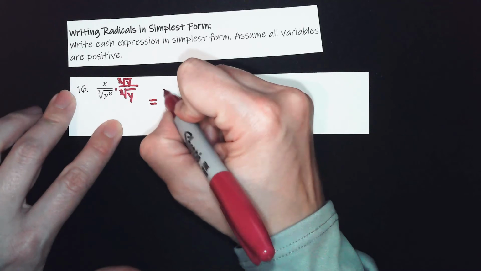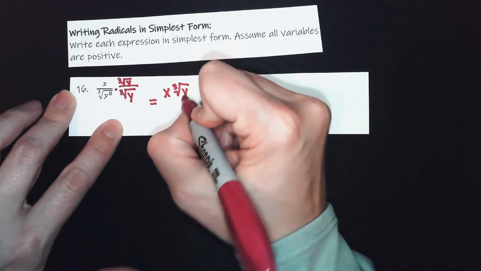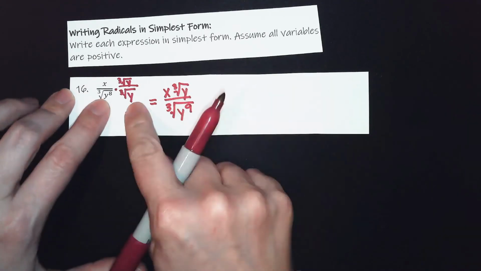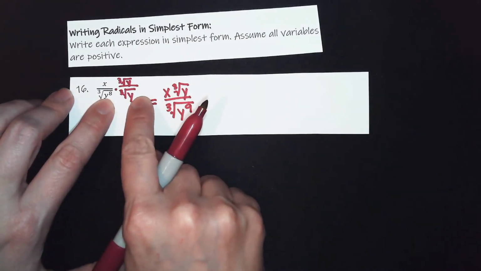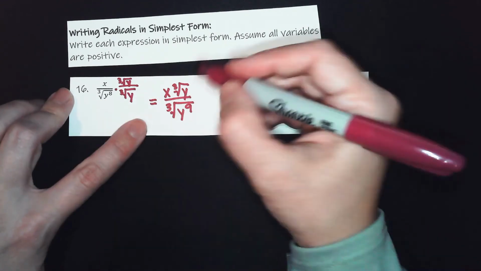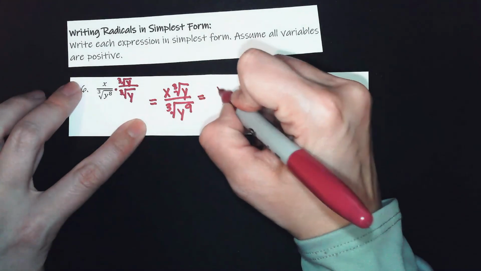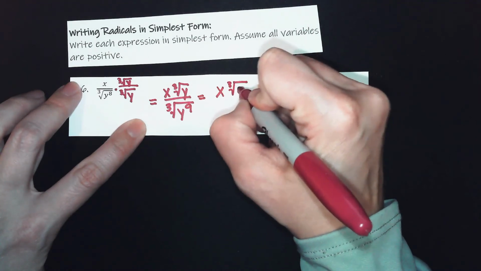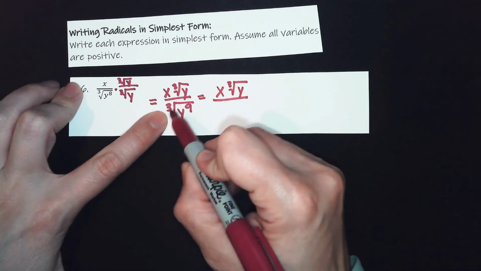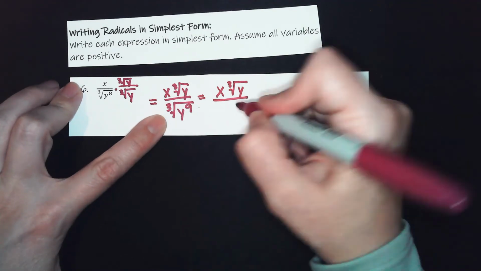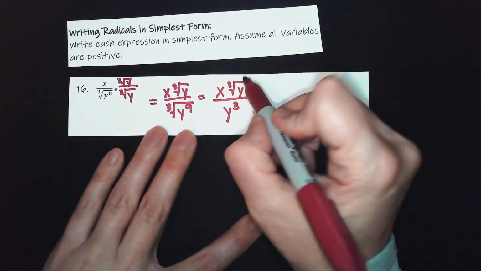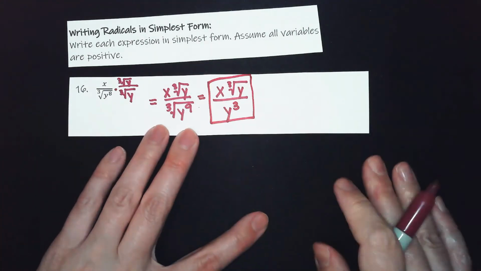So that leaves me with an x times the cube root of y over the cube root of y to the 9th, because we add the powers. Remember, if it doesn't have a power written, it's power 1. So 8 plus 1 is 9. The numerator is going to stay the same. Cube root of y over, and my power is 9, my root is 3, so 9 divided by 3 is y cubed. And that is as simplified as it gets. Follows all those rules.